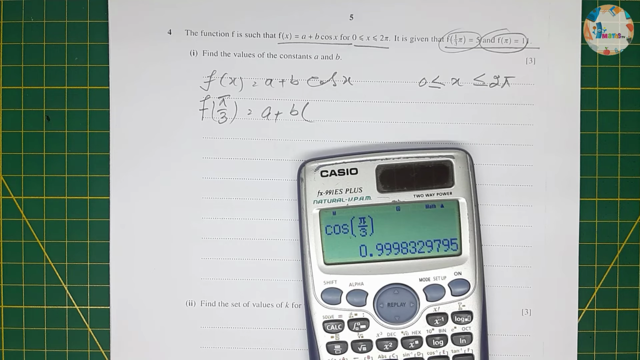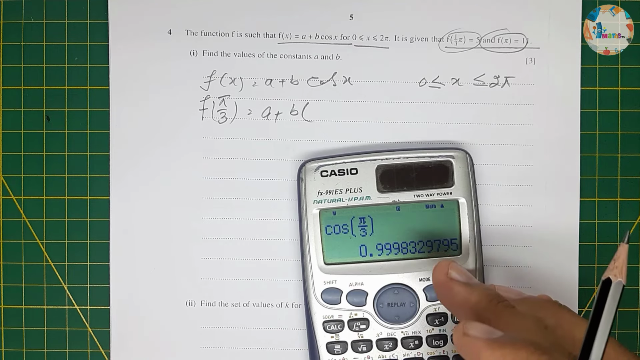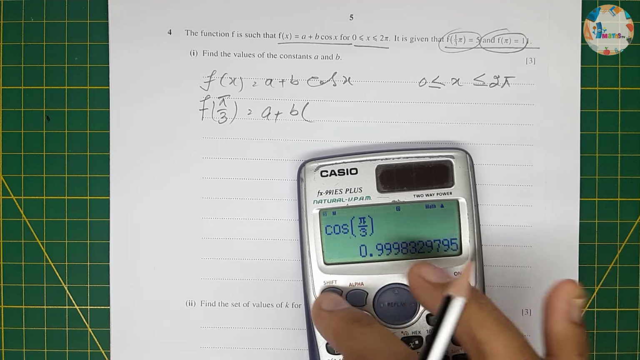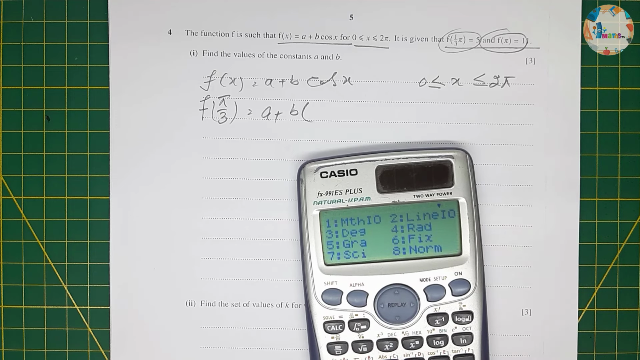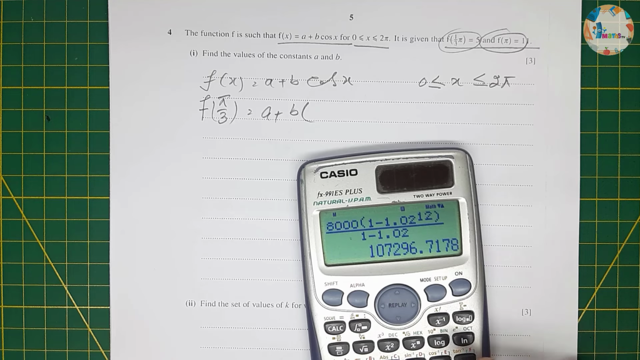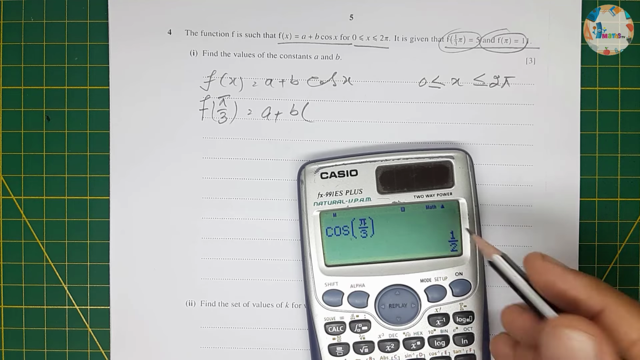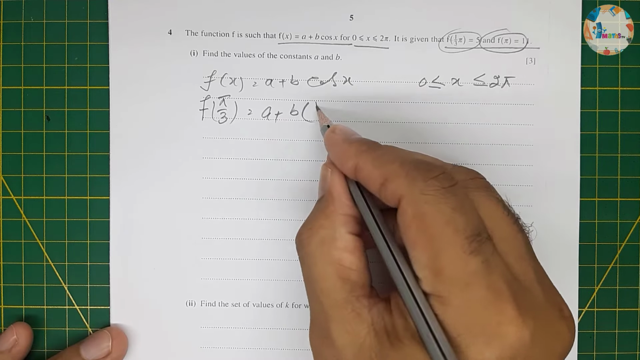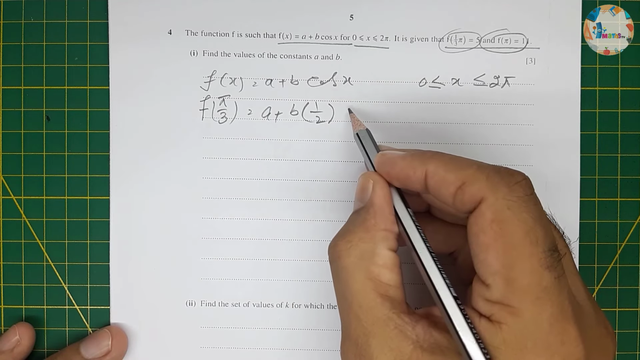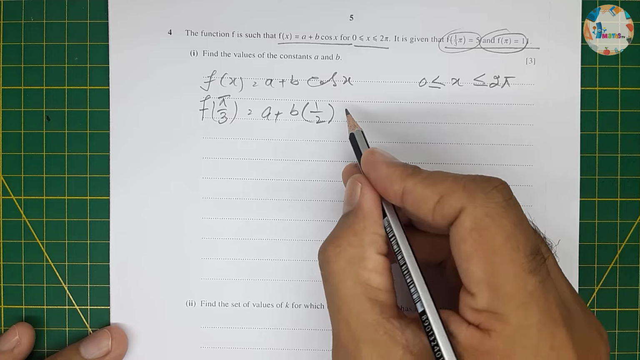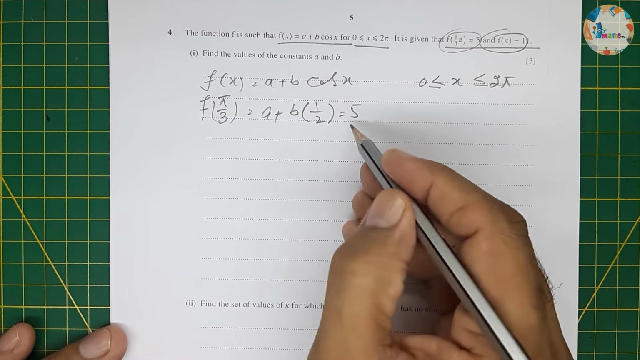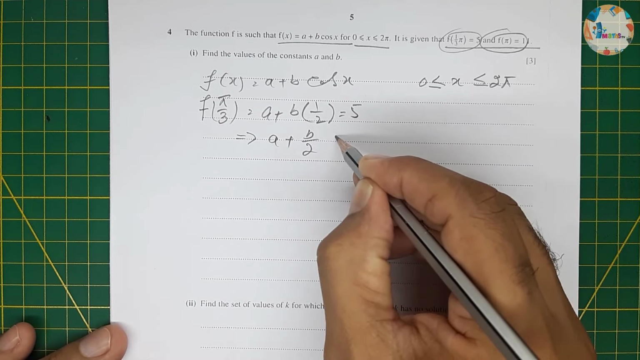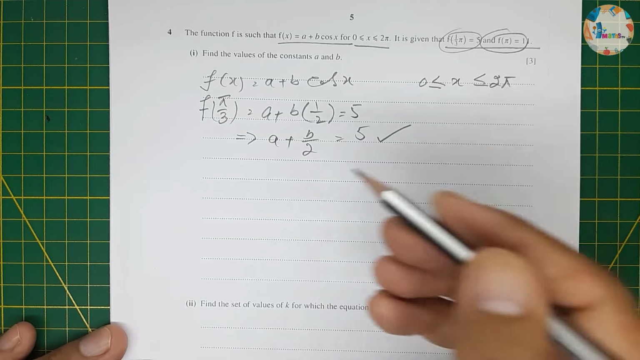We'll have to change to radian mode. First we change the mode, shift mode, radian 4, and now we can check this value. This is 1 by 2. So we have to use radian mode, and this will be 1 by 2, so we write 1 by 2, and it is provided to be equal to 5. So our final equation becomes a plus b over 2 is equal to 5. This will be our first equation.